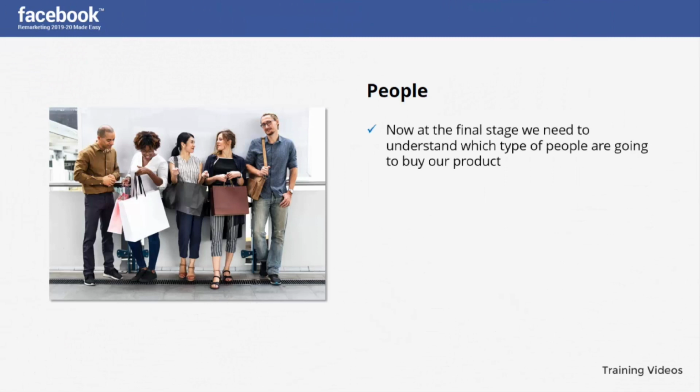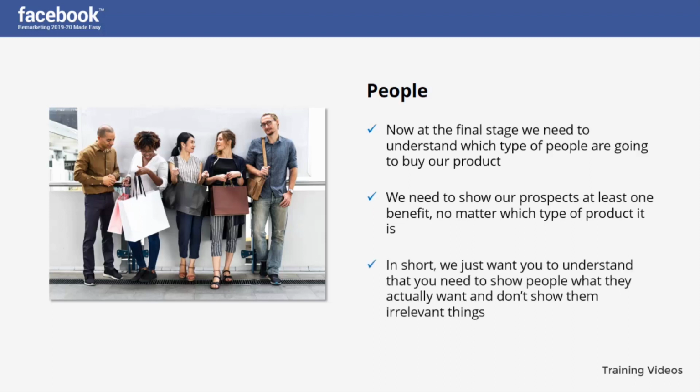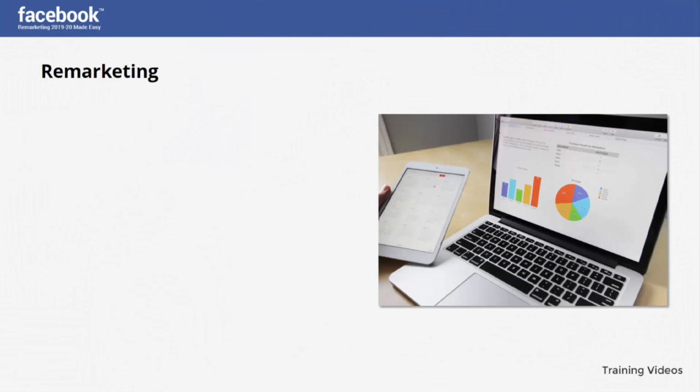People. Now at the final stage, we need to understand which type of people are going to buy our product. We need to show our prospects at least one benefit, no matter which type of product it is. In short, we just want you to understand that we need to show people what they actually want, and not show them irrelevant things. Remarketing.